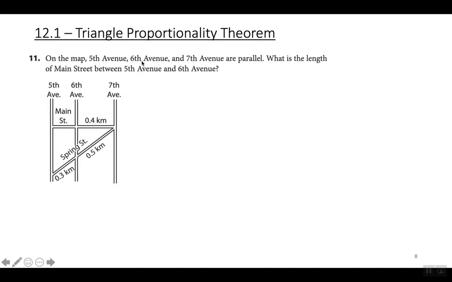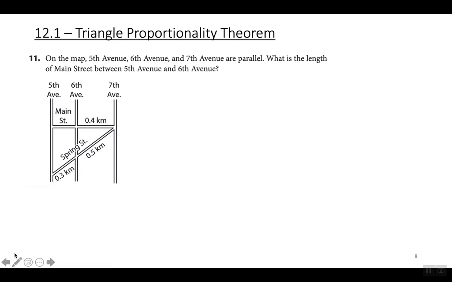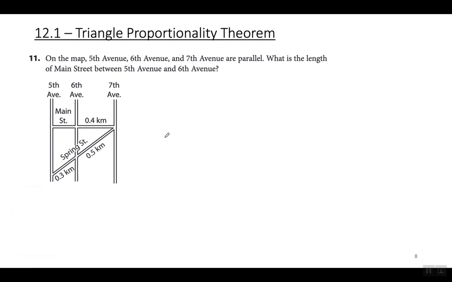Guys, here's the second word problem that you're going to have on your homework. It says on the map, 5th Avenue, 6th Avenue, and 7th Avenue are parallel. Okay, what is the length of Main Street between 5th and 6th Avenue? So we have this triangle. This is what we're looking at. These two lines are parallel because it says 5th, 6th, and 7th Avenue are parallel.